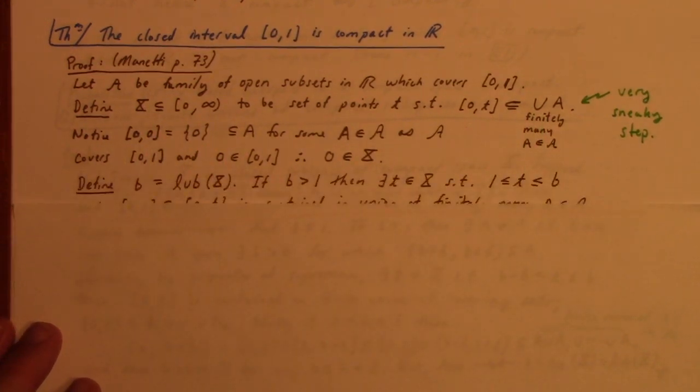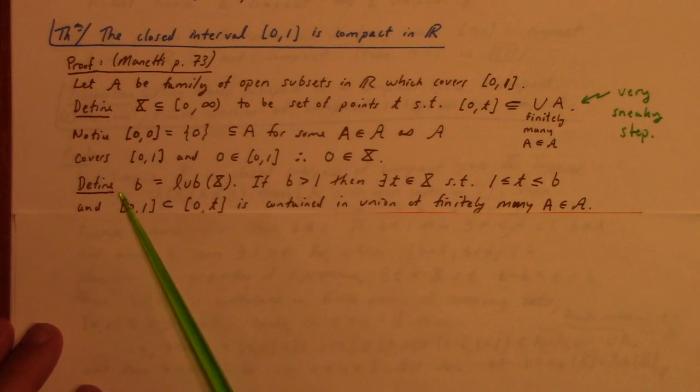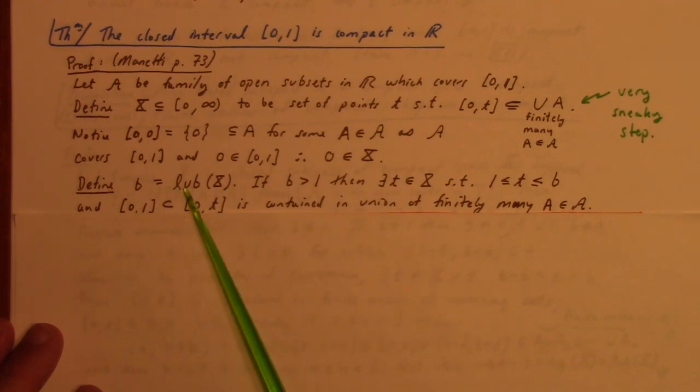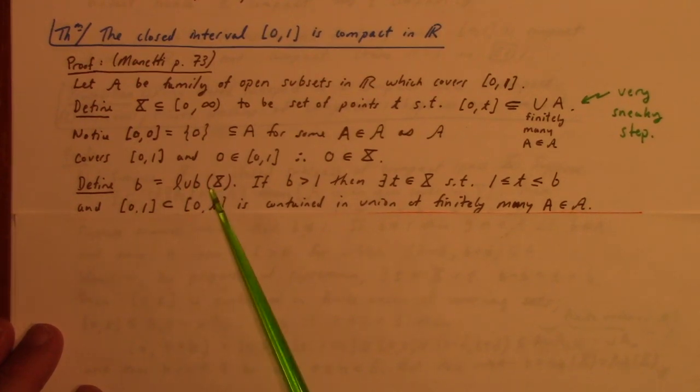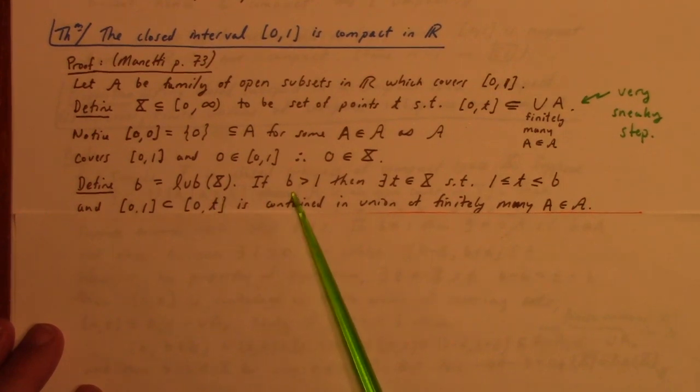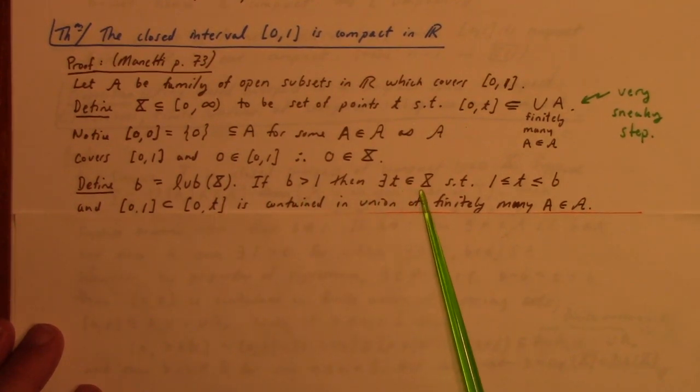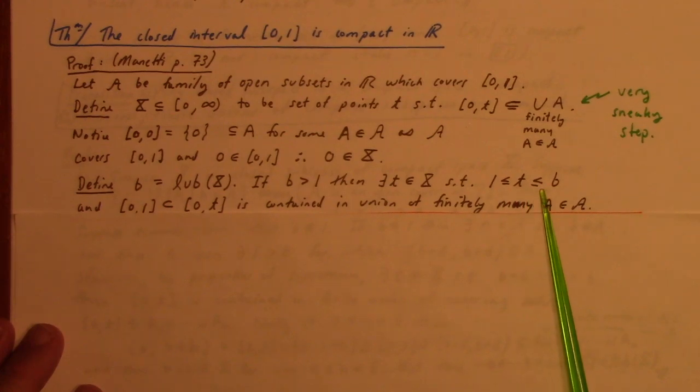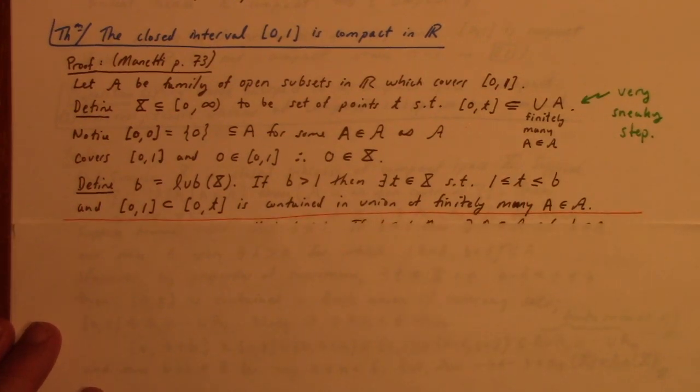So if you define B to be the lub of X, the least upper bound, also known as the supremum of X, and if B is greater than 1, that means there exists a T in X such that 1 is less than or equal to T is less than or equal to B, and 0, 1 is a subset of 0 to T, and as such, lo and behold, we got it. Then that means 0, 1 is covered by a finite collection of the open sets in the open cover, right?